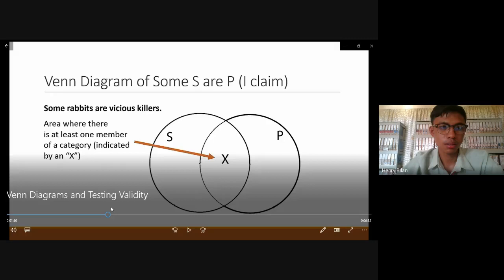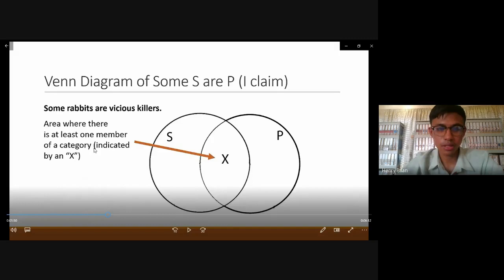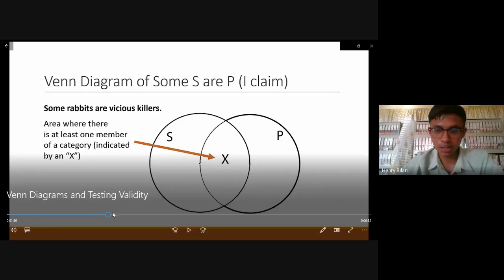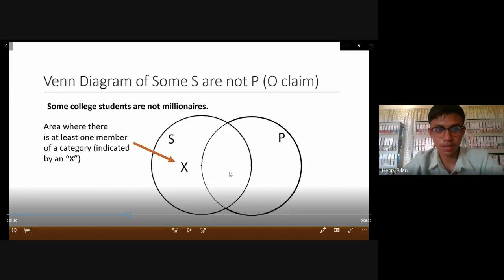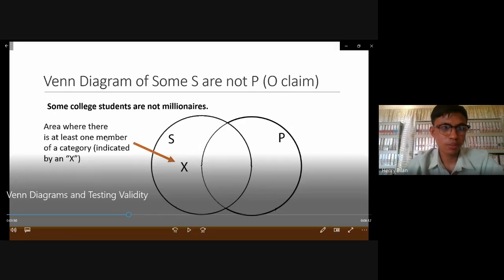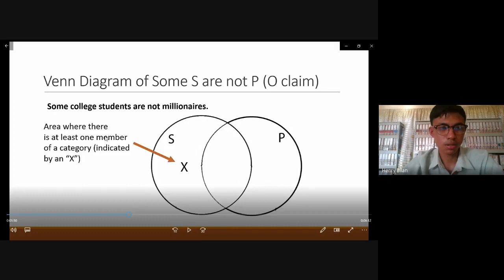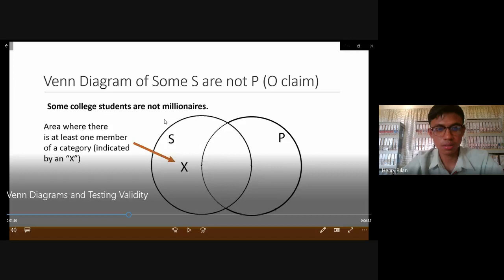So, at least one member of a category is in that area. Some of S is here, as part of P. Ayun. Kanina sa I, kung saan sila nag-meet. Okay? Dito naman, sa O. Sa labas naman. Okay? It indicates that at least one member of a category is not a member. So some college students are not millionaires. Ito yung college students, some of them are not millionaires. So nasa labas.